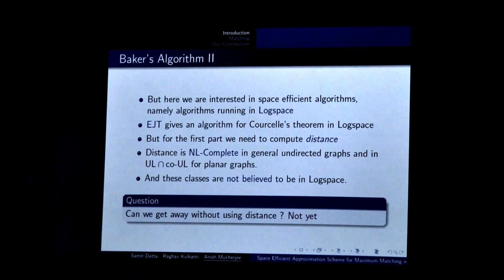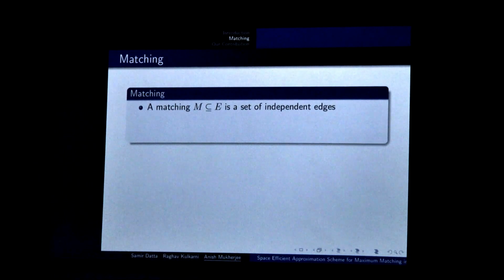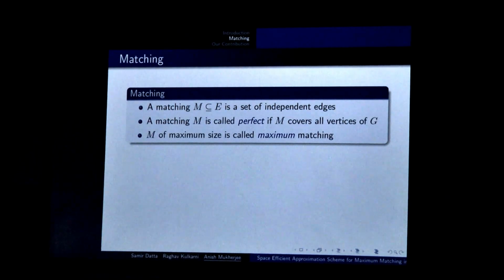So should we change the problem? Well, no, but we zoom in and try some specific problem from this class, say matching. So what is matching? We all know it's a famous problem. Matching is a subset of independent edges. We call it a perfect matching if it covers all the vertices, and the maximum size matching is called a maximum matching.